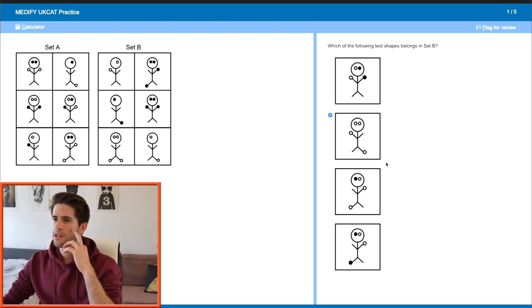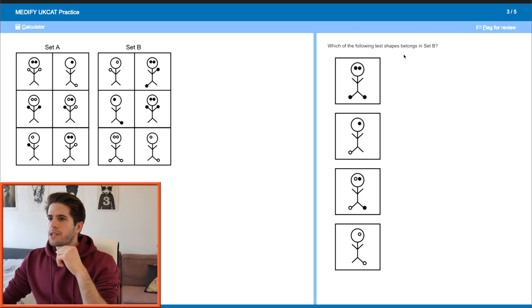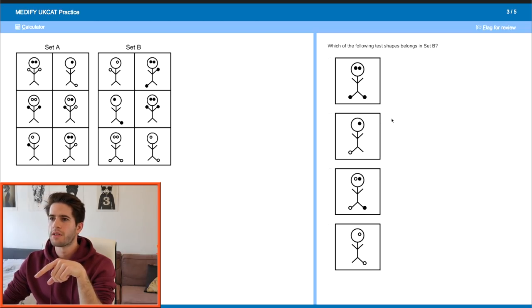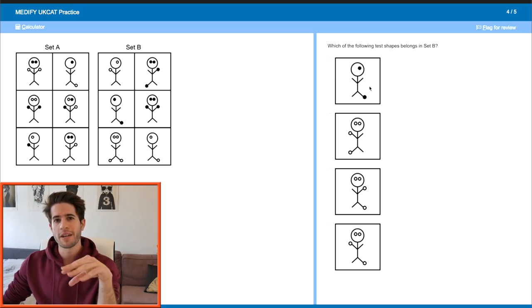Let's check A actually to see that we got that right. Well, it can only be this one here anyway, because they all have to be the same color within one picture in set B. Which of the following test shapes belongs in set B? So remember, they have to be opposite sides and same color. So it could be this, cannot be this, cannot be this. Which of the following test shapes belongs in set B? So again, we need to have opposite sides of the thing, same color. See, this can get really confusing. It helps if you write some of these things down.